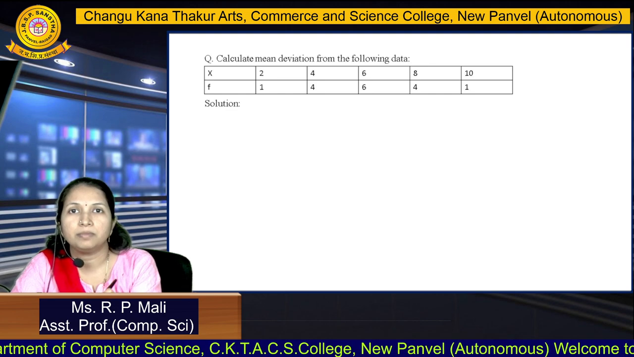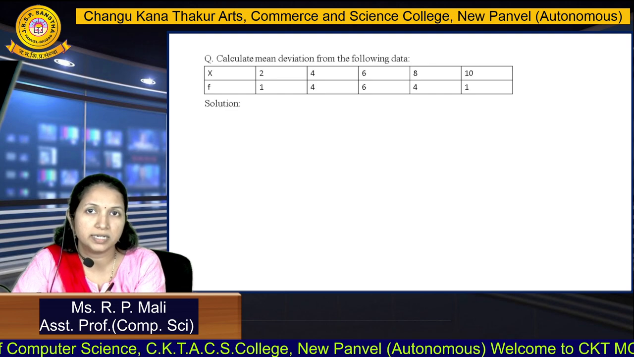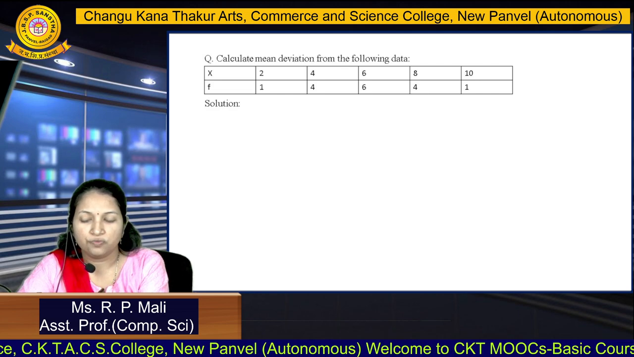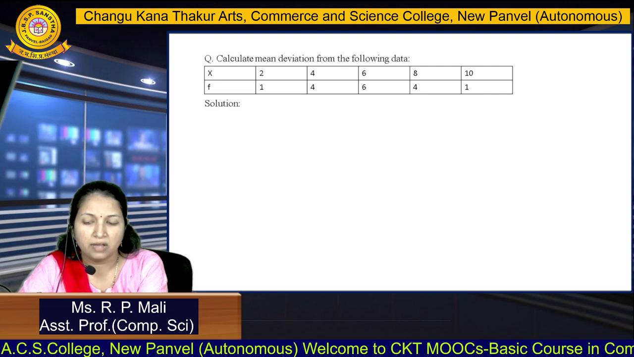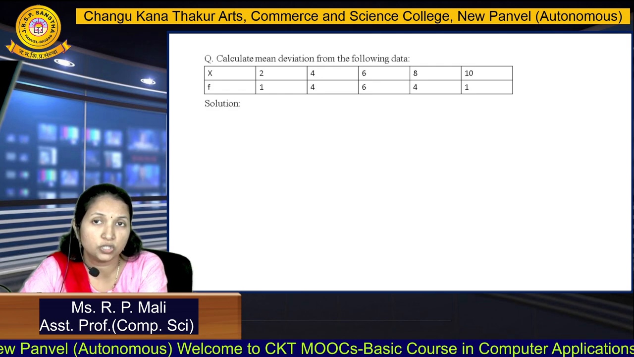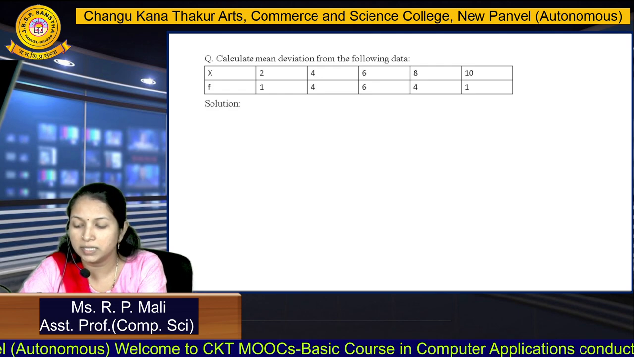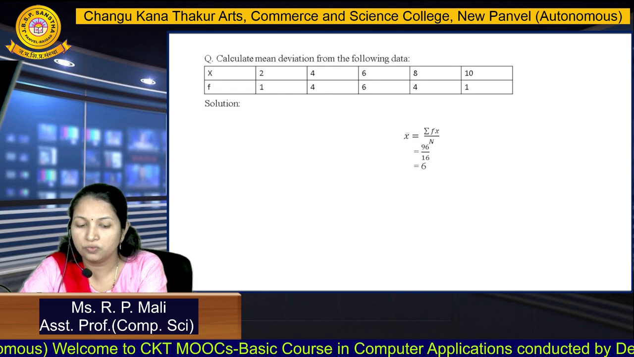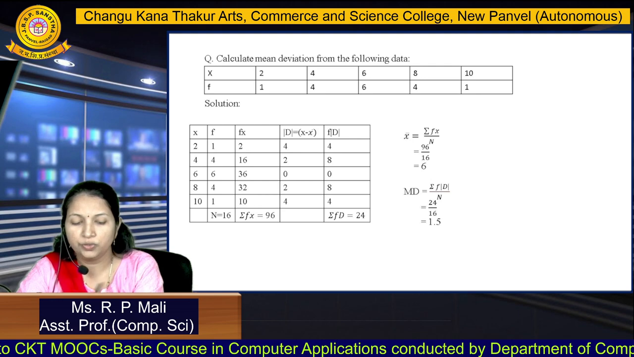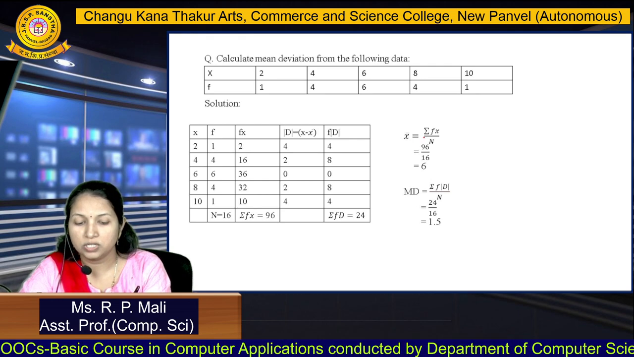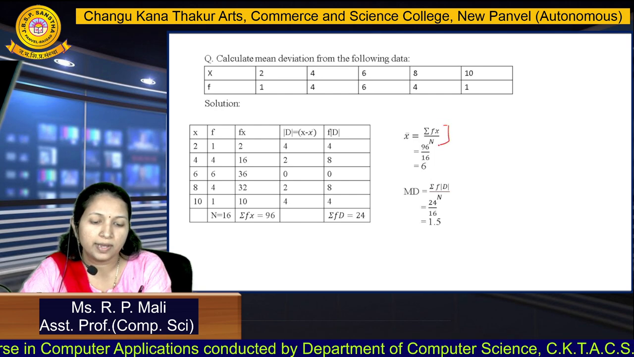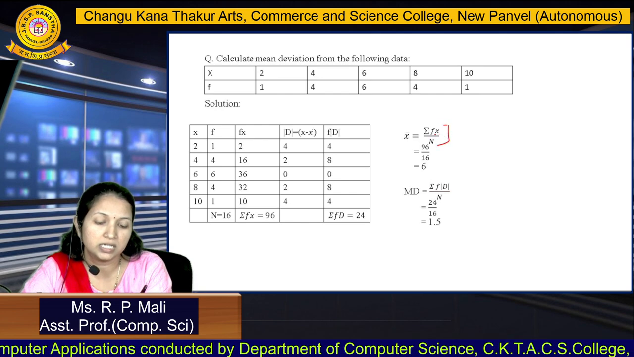So we'll take one example. This is your discrete data. They have said, calculate mean deviation from the following data. So you have the x series and the f series. Your data is already arranged over here, so there is no need to arrange the data. We are going to find your mean, your x bar. Now what is the formula for x bar? As this is a discrete series, we apply the formula for the discrete series.